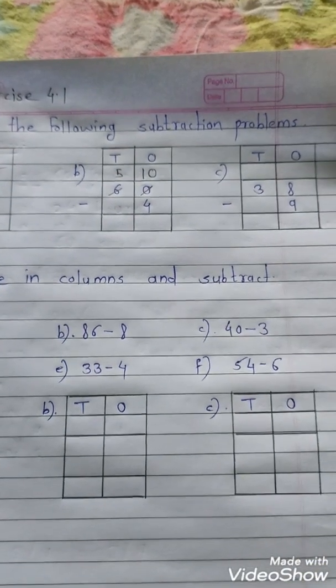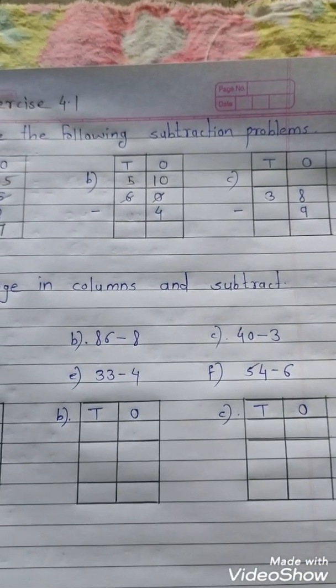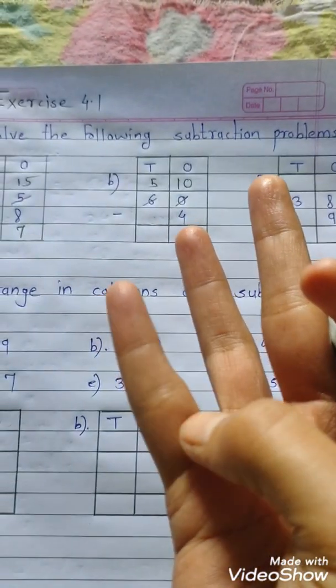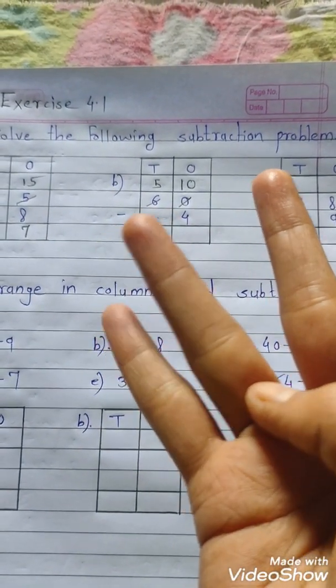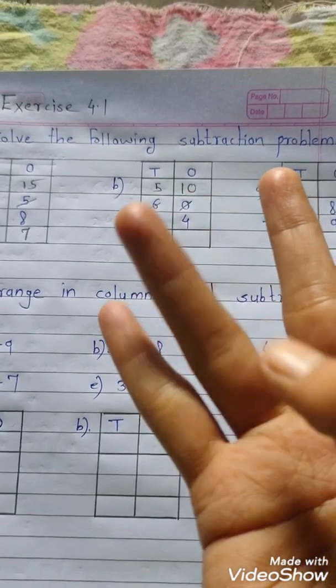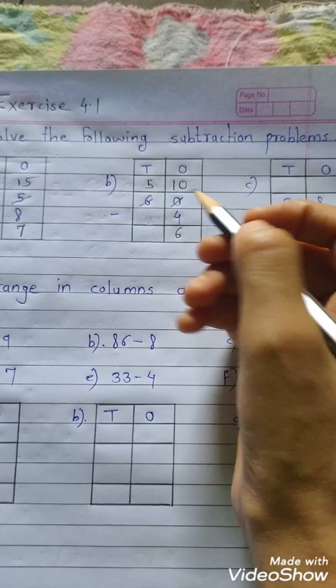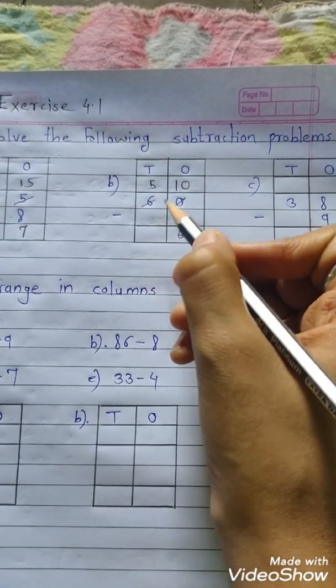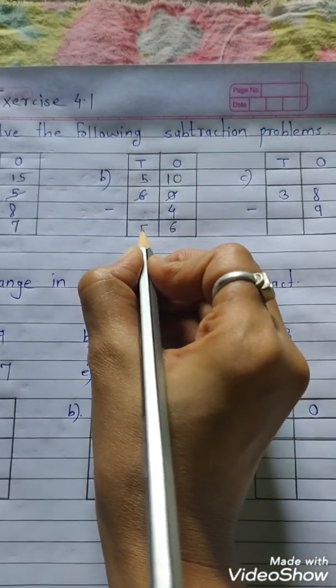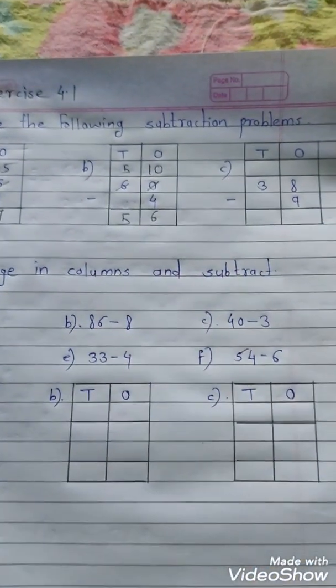So count after the small number up to the big number. After 4: 5, 6, 7, 8, 9, 10. How many? 1, 2, 3, 4, 5, 6. So we will write 6 in the answer place. Then 5 minus 0. So 5 minus 0 is 5. So our answer is 56.